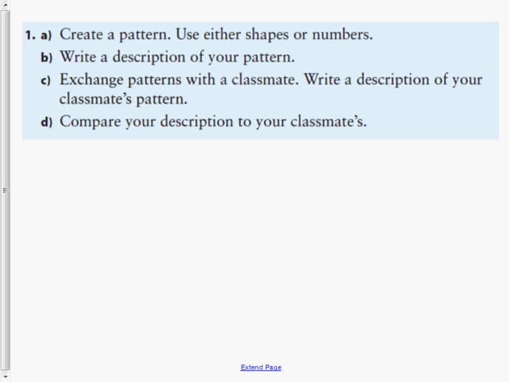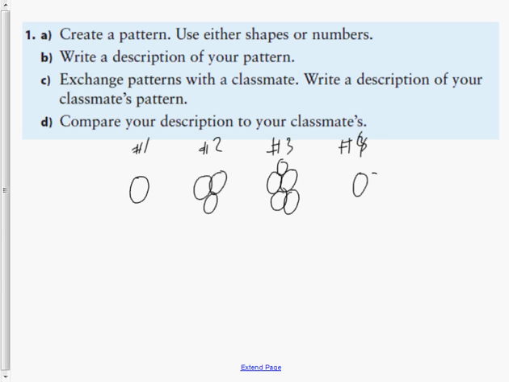So the first question says create a pattern and use either shapes or numbers. So I'm going to make this shape here. There's shape 1. Then number 2 is going to be adding 2 circles to it. And then the third shape, I'm going to take that and add on 2 more circles. And then I have number 4, sorry. I'm going to take that shape right here and add 2 more circles onto it. And that's where I'm going to stop.